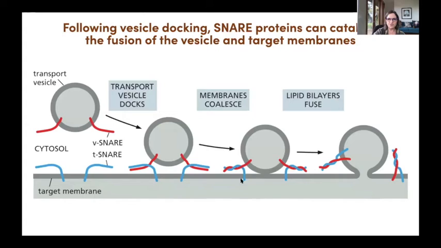Okay, and this just shows again the role of the pairwise interactions between the t-SNAREs and v-SNAREs that help to mediate this energy intensive fusion reaction.